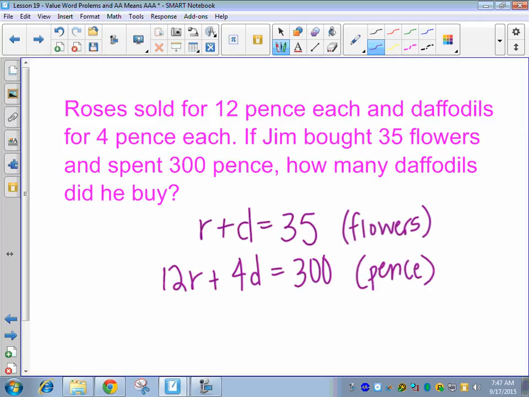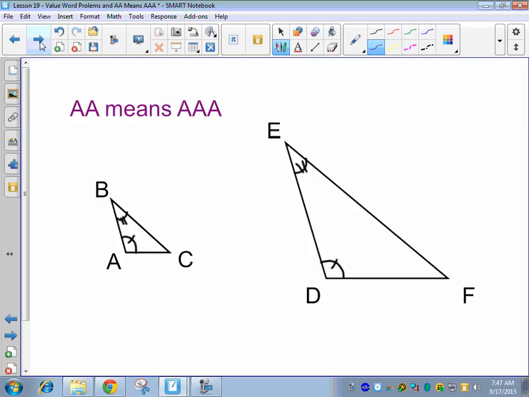All right? And you guys probably know how to solve this, so we probably don't have to, right? You guys all know how to do this. You could do elimination or substitution, right? Either way.